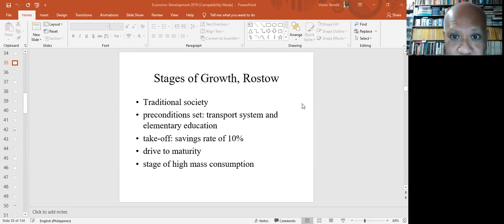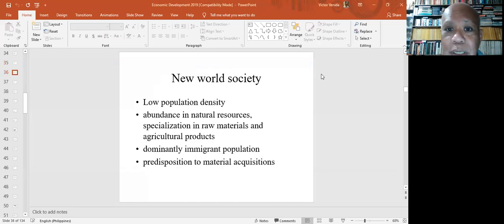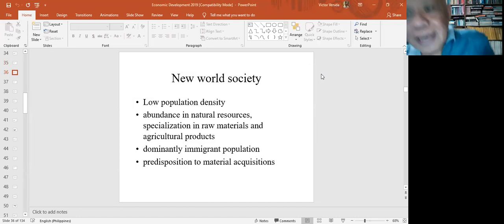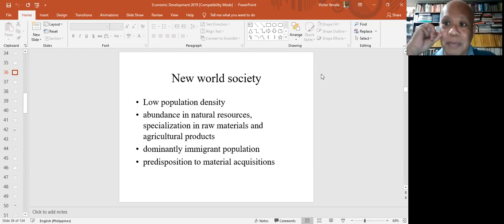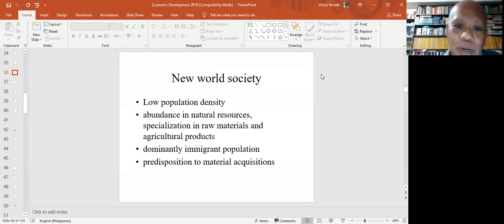So let's look first at your traditional society, the first type being your New World Society. And this is based upon the experience of the North American countries, Canada and the United States of America, and also very much Australia and New Zealand. Now, New World societies are societies with low population densities, and low population densities meant that they were abundant in natural resources.